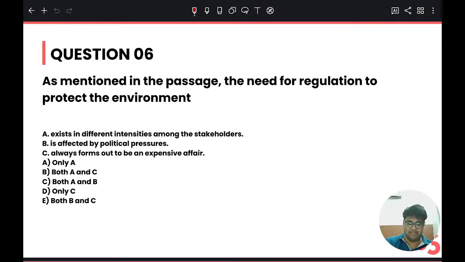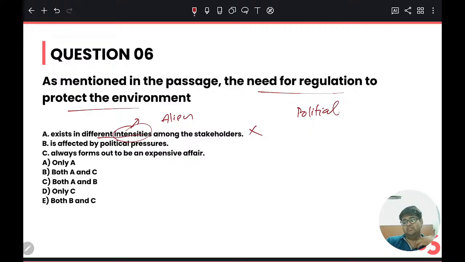As mentioned in the passage, the need for regulation to protect environment exists in different intensities among stakeholders. See, intensity was not discussed anywhere, so this is an alien concept. Need for regulation, this is not a valid option. It's affected by political pressure. Even though the political wind was talking, there was no political pressure. Only forms out to be an expensive.